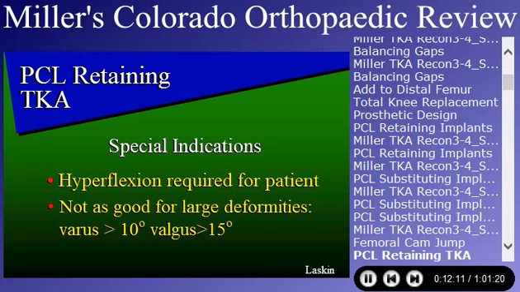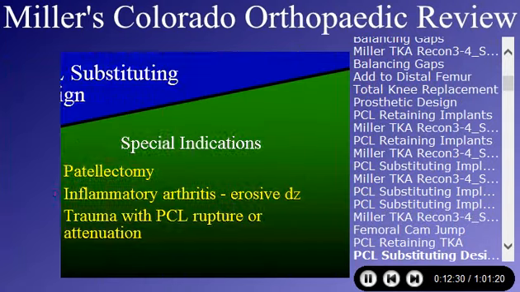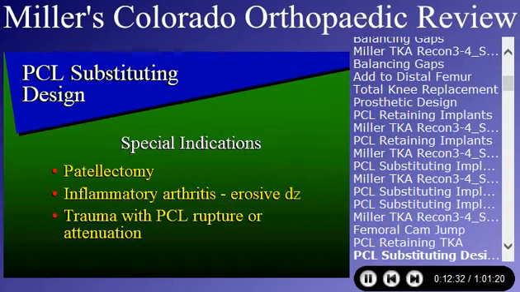A cruciate retaining knee is not as good for large deformities because of the problems of balancing. Laskin has shown that if you have varus greater than 10 degrees or a big valgus greater than 15 degrees, it's better to cut the PCL and you get better balancing and better reproducible results. So for big deformities, you want a posterior stabilized knee. For hyperflexion, you want a cruciate retaining knee. And also, patients with patellectomy, you want a posterior stabilized knee because the patella tendon and patella together keep that knee relatively stable.